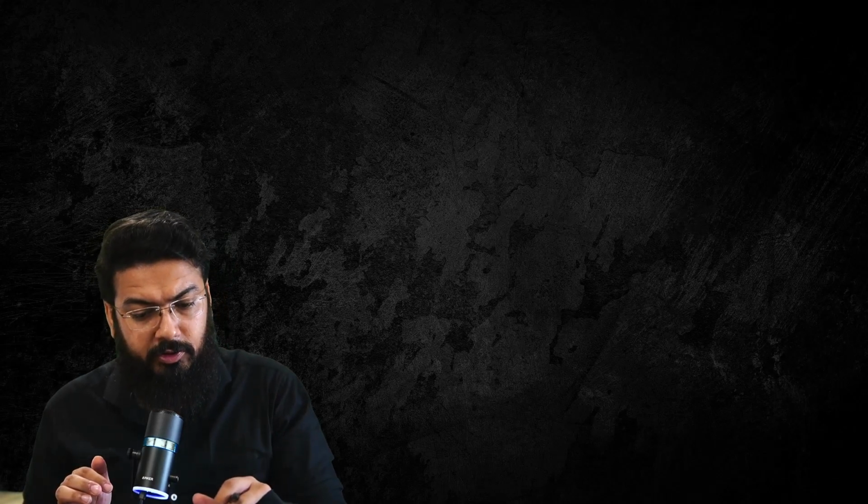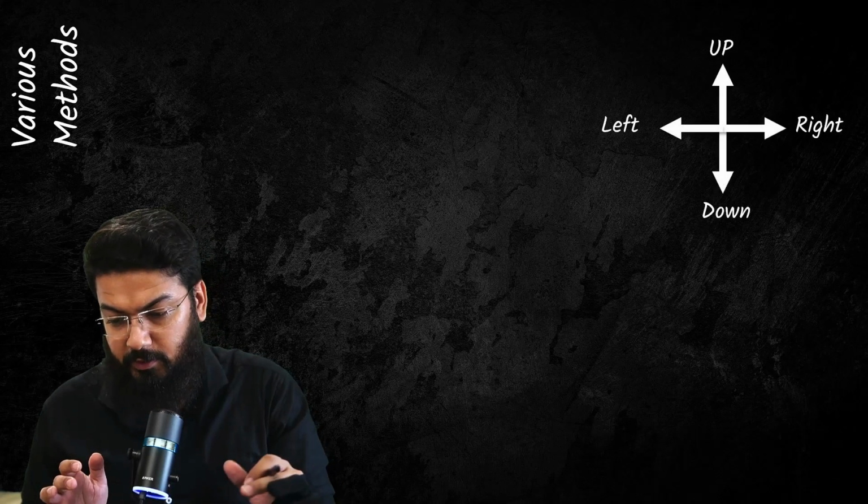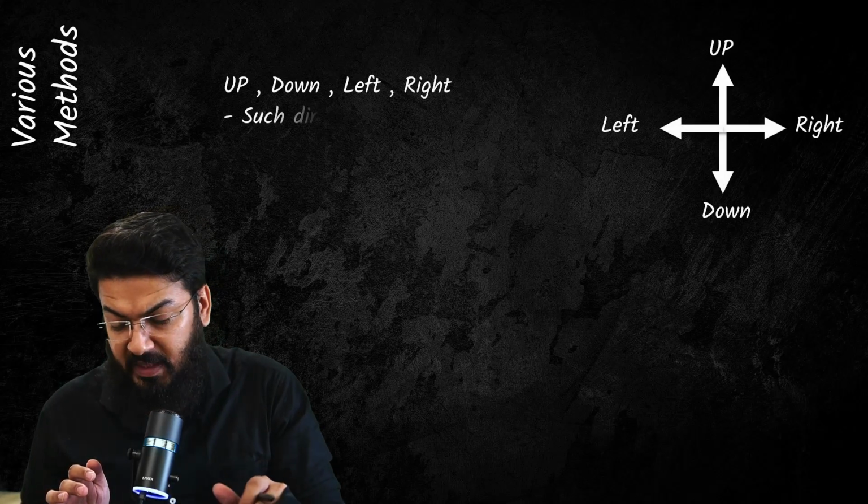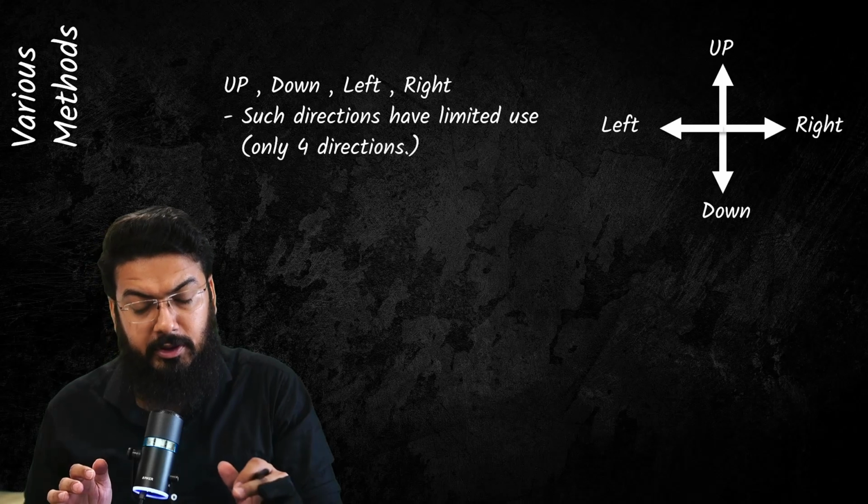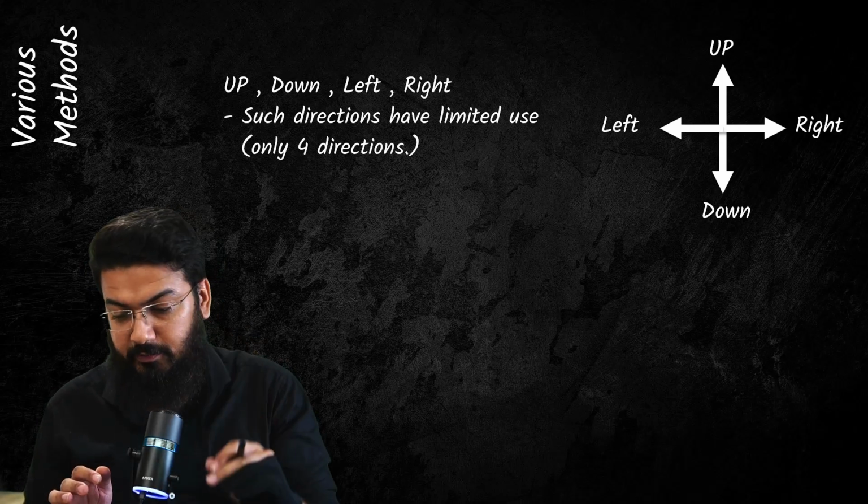So today we are going to learn how to determine the direction of a vector. To determine the direction of a vector, you can use various methods. The very first one is up, down, left, and right. Now, up, down, left, and right has limited use. Why? Because you can only represent four directions.